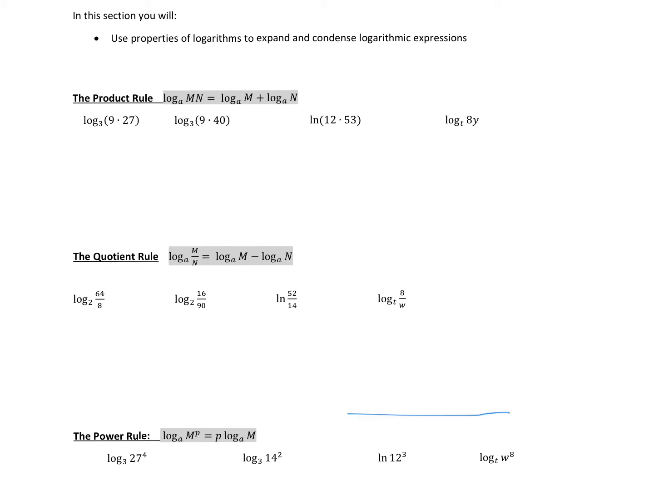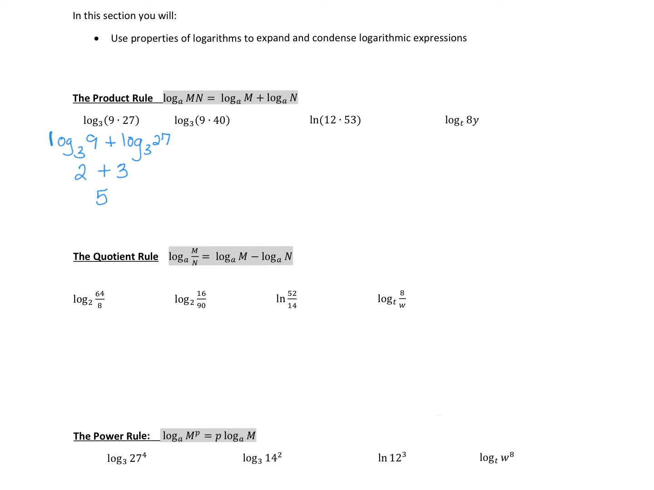Here we have log base 3 of 9 times 27, which if we break it up will become the log base 3 of 9 plus the log base 3 of 27. Each of these are also powers of 3. So if we think about what a logarithm is, we could say, what power do I have to raise 3 to get 9? That would give us 2. And what power do I have to raise 3 to get 27? That would be 3, for a final result of 5.